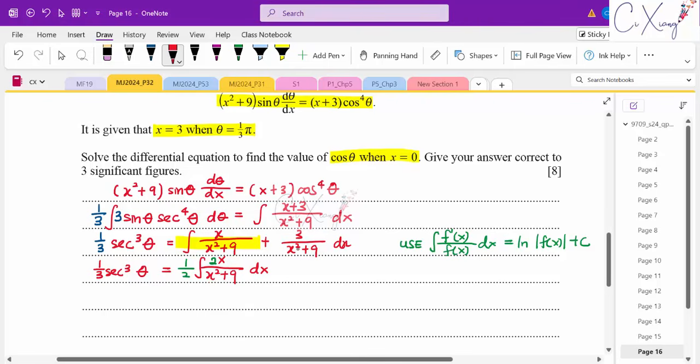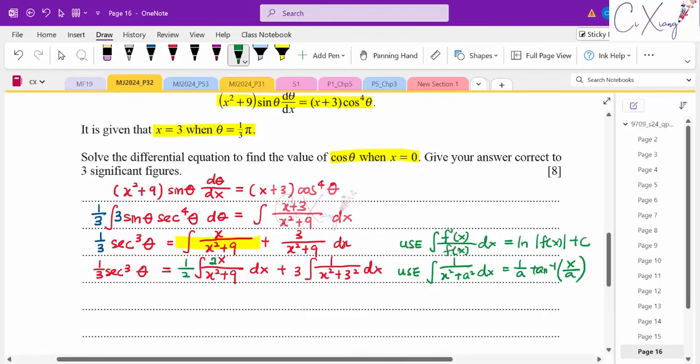Okay, alright. Then for this term, I will want to take out the 3 first. Then integrate 1 over x squared plus 3 squared. Okay, so why do I want to replace it to become 1 over x squared plus 3 squared? Because in our formula as well, there's one formula where if you want to integrate 1 over x squared plus a squared, you will be getting 1 over a and then tangent inverse x over a.